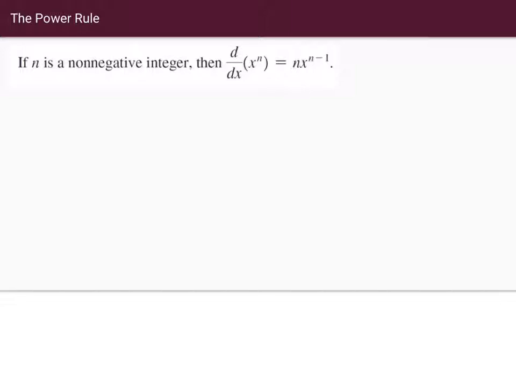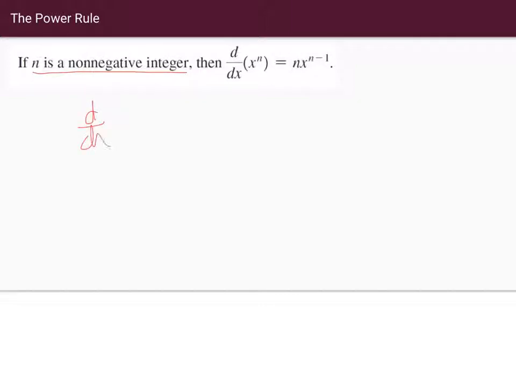Now, there's one little thing I want you to pay close attention to here. It says if n is a non-negative integer. That part is actually not necessary. As long as n is a real number, the power rule will work. So here are a few examples.